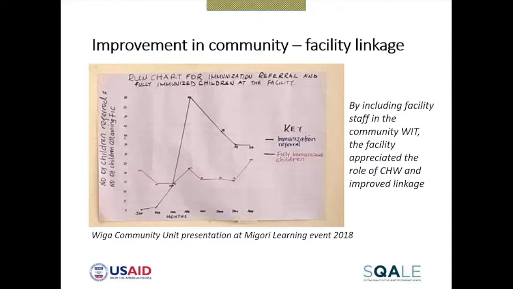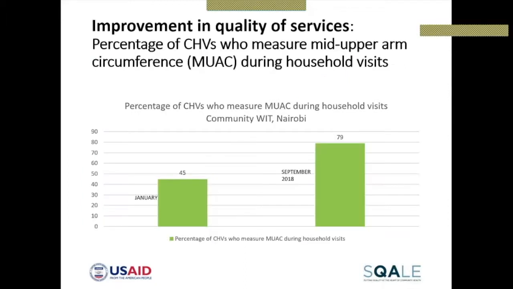And in this case, this shows how we improved the community facility linkage. The team here was able to track that with their referrals from the community, shown by the line at the top, then they saw the fully immunized children at the link facility increasing with time. And they also informed us how the facility staff finally understood the value of community health workers, the referrals were then accepted, and the teams were able to complete the referrals and achieve better outcomes at the facility level.